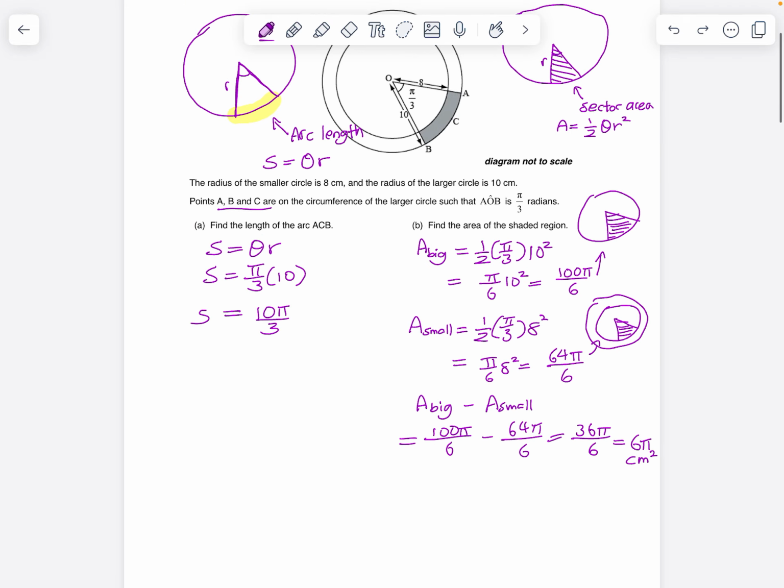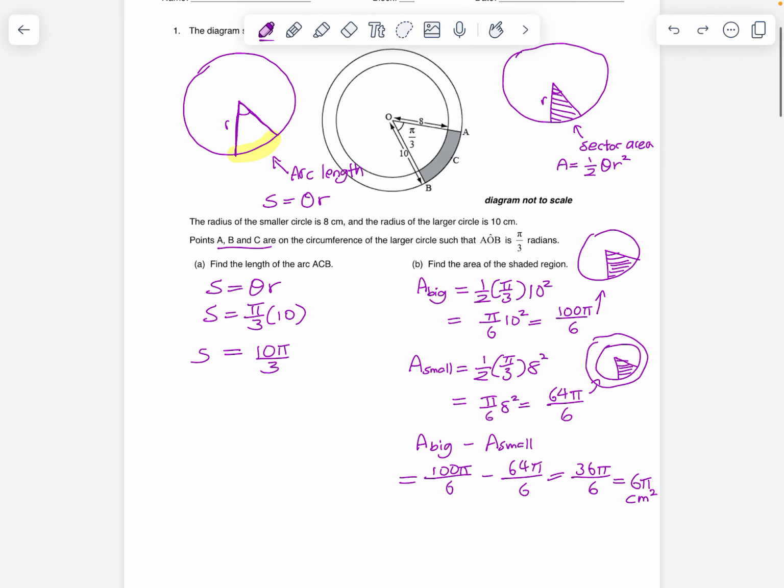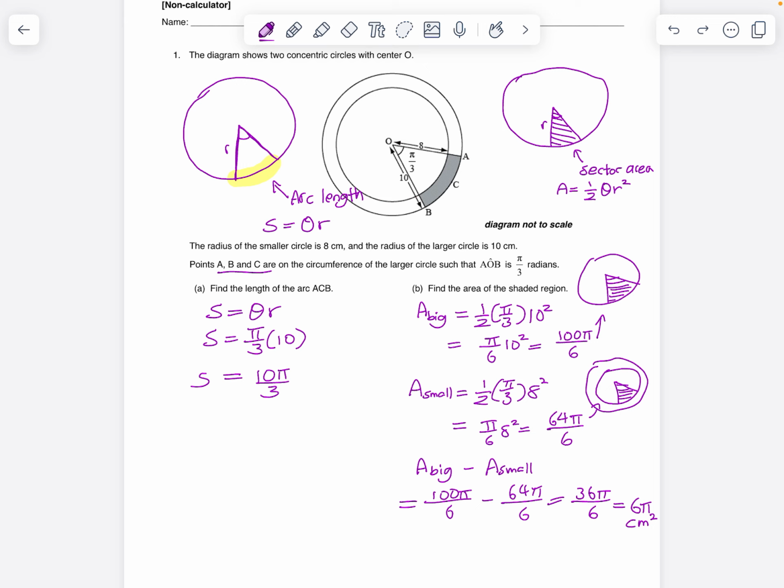And so there you have it. This is how you can solve arc length as well as sector area.